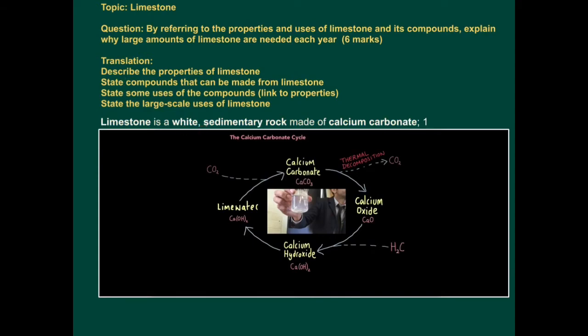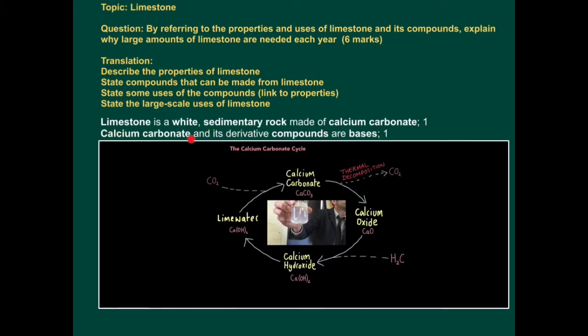Well, limestone is a white sedimentary rock made of calcium carbonate. And calcium carbonate and its derivative compounds, so the other things that it makes, calcium oxide, calcium hydroxide, are bases. So that's the opposite of an acid, so that's a property.